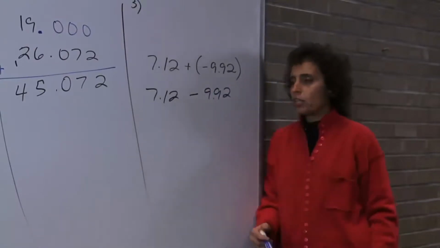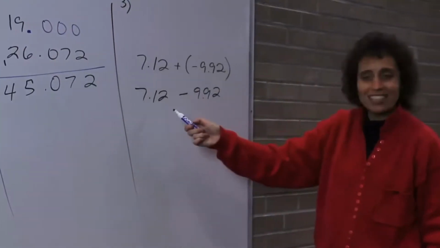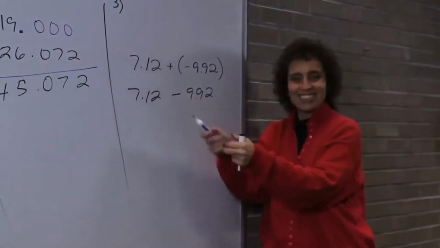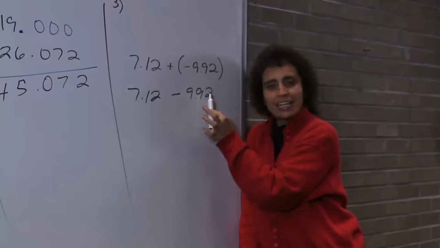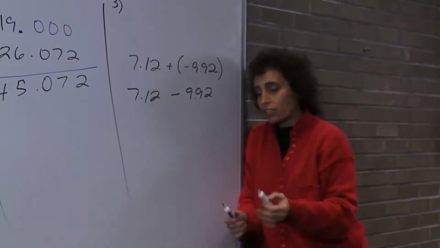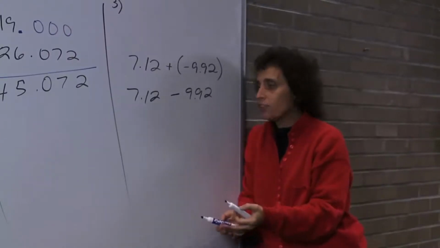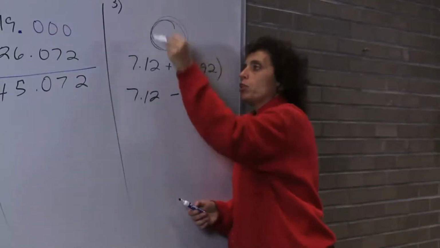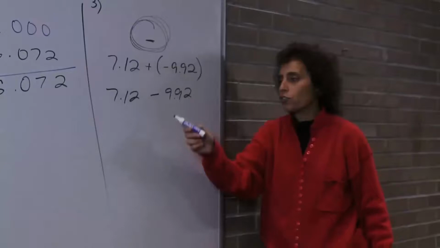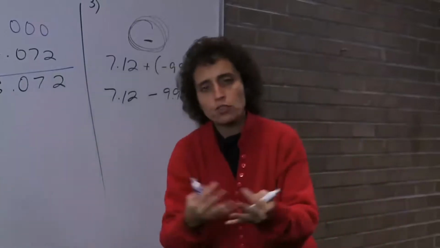Let's think about this. I have $7.12. See how that's cool now? Okay, I have $7.12. I owe you $9.92. So actually, I'm going to owe you money in the end. So my answer is going to be negative. Anywhere you want to put that, my answer is going to be negative. And because I paid you some money, I'm going to have to subtract.